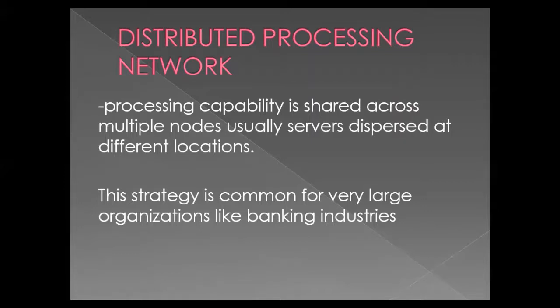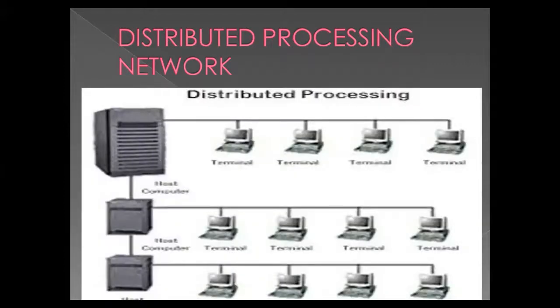This is common for very large organizations like the banking industry. So you can see there's a big server, and this big server is connecting four computers here. Maybe these four computers are at the same location as this server. Now this main server is connecting two more servers, meaning these two small servers are inheriting information from the main server. Now this server is connected to this computer, and this server is connected to this computer.